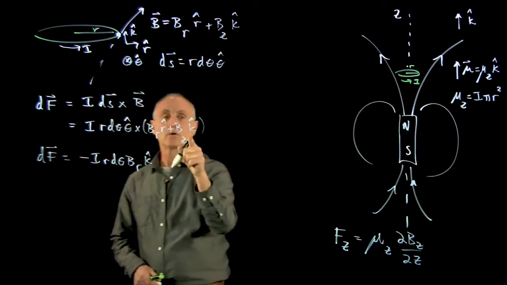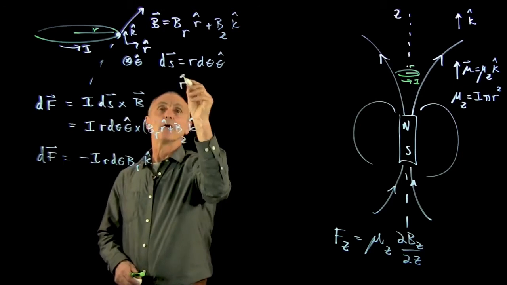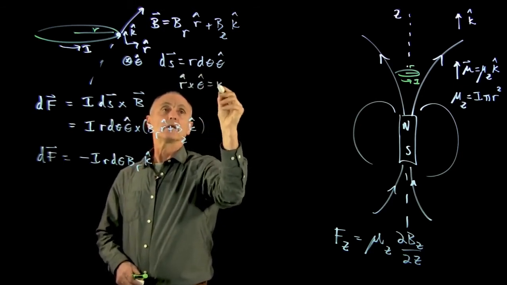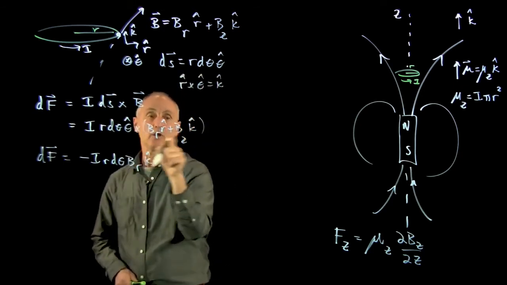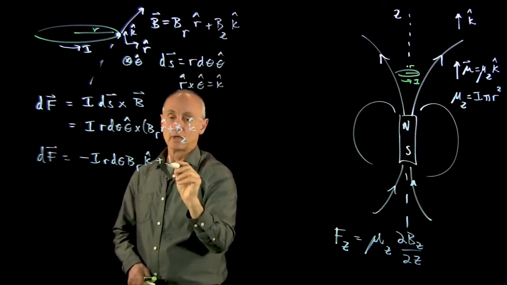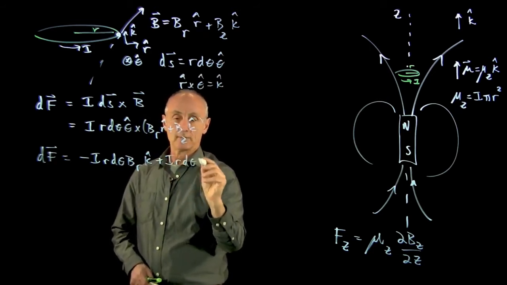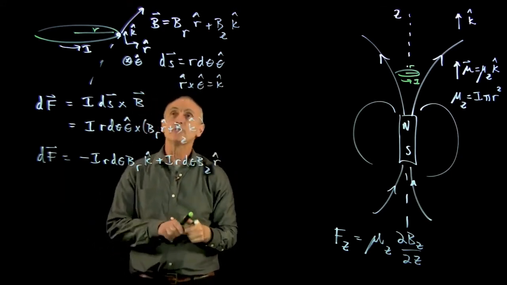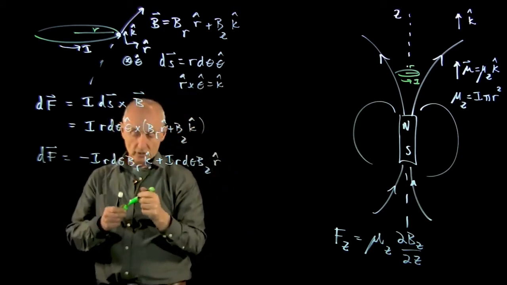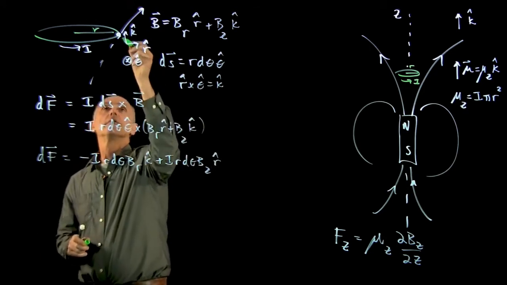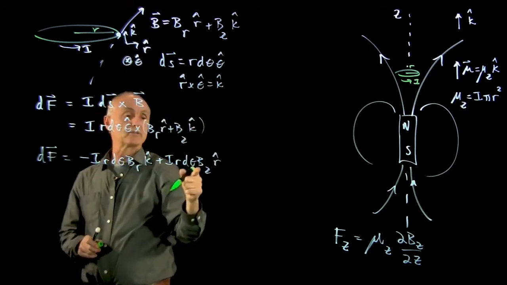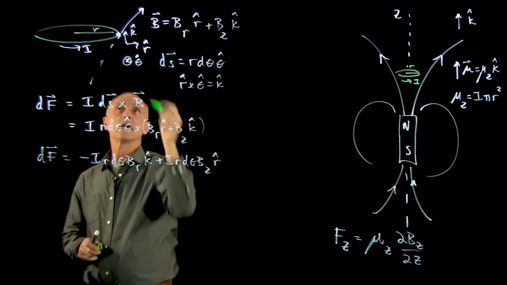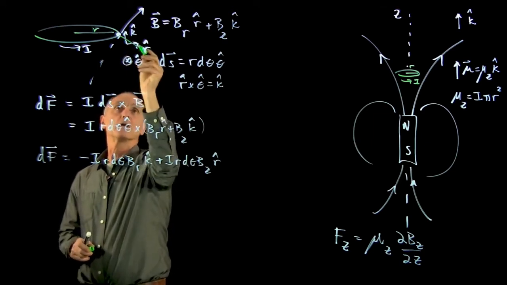And we have theta hat cross k hat. Remember, we have r hat cross theta hat is k hat. Here we have theta hat cross k hat. And so we have a component Bz r hat. Now, what this is showing us is that if we look a little carefully, the force has a negative k hat piece and a positive r hat piece.